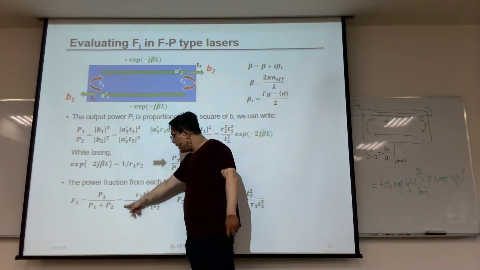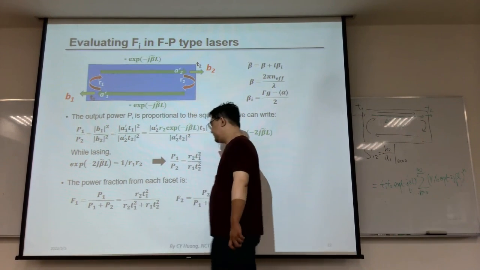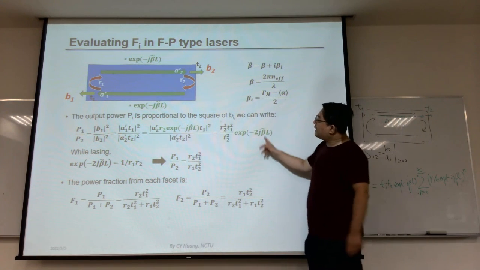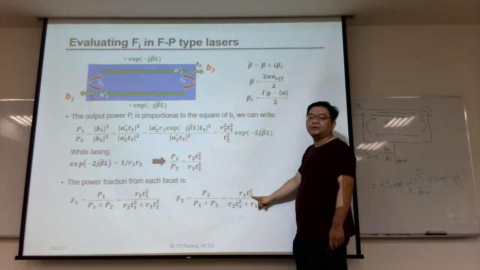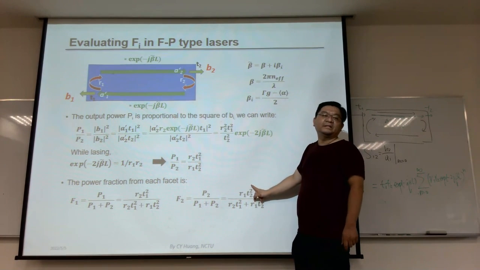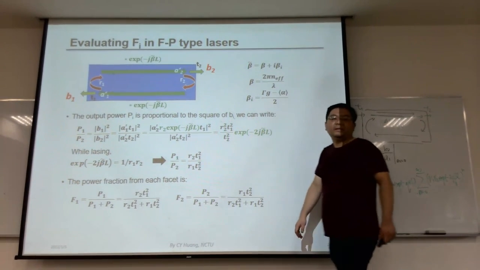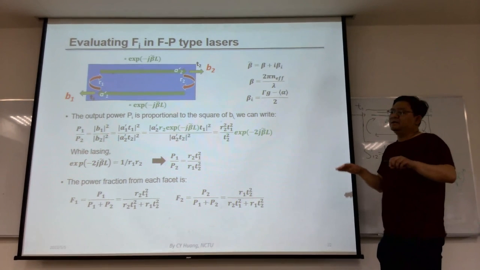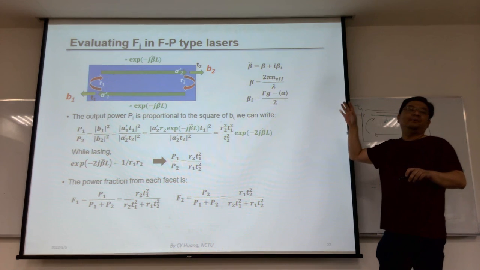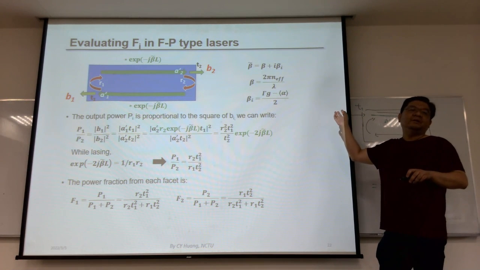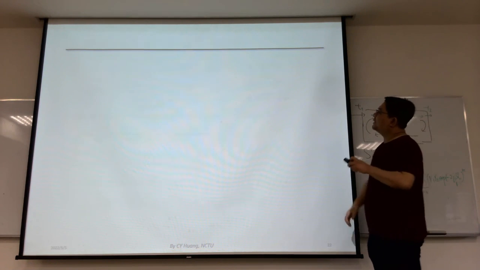So F1 will be 1. All light will come out from facet 1. And if R2 is 1 and T2 is 0, because there is no light transmitting through from outside here, then F2 will be 0. One of the homework problems will assume one reflectivity is something like 0.5 and the other is 0.4. You need to evaluate how much of the light will come out from both sides.